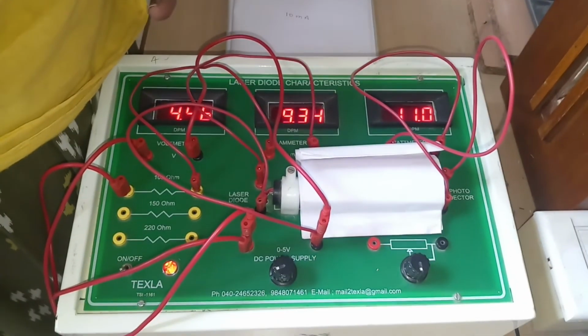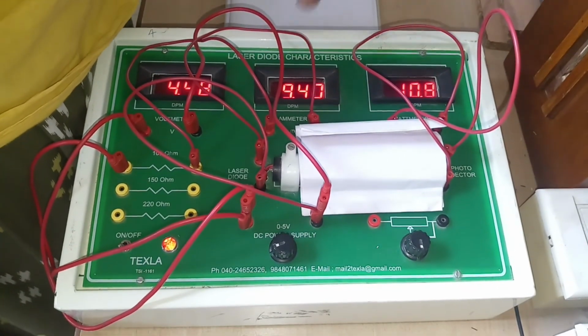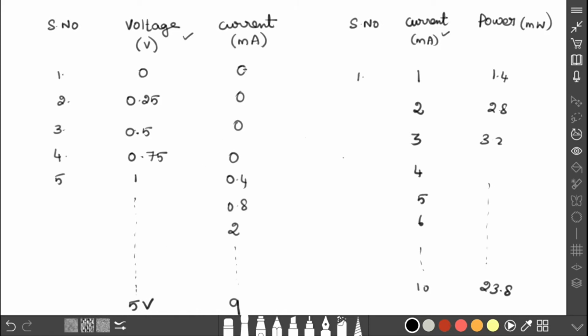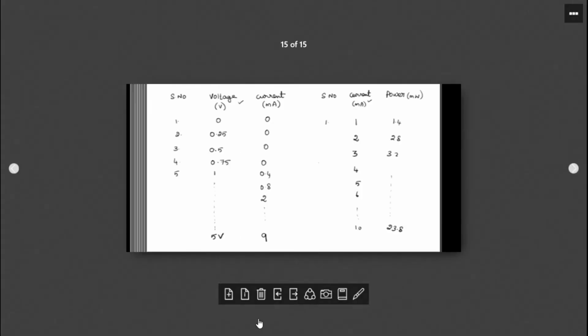So here we are discussing VI and PI characteristics. Maximum is 5 volt, accordingly we have taken the values, and for current versus power we fixed 1 milliampere, that means for every 1 milliampere we have noted the power. So power is also increasing. So the next step is we have to draw the graph for this. So now let us see how to draw the graph.